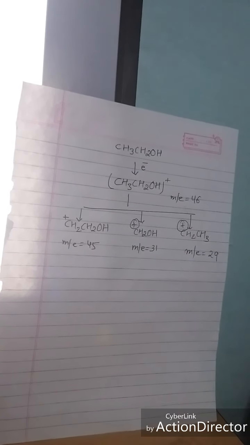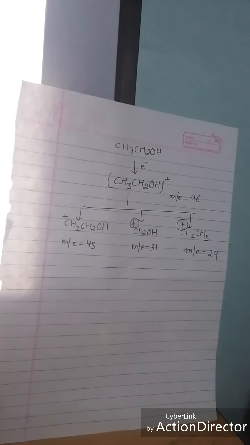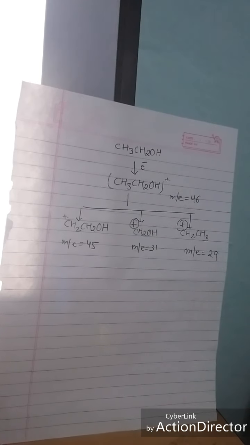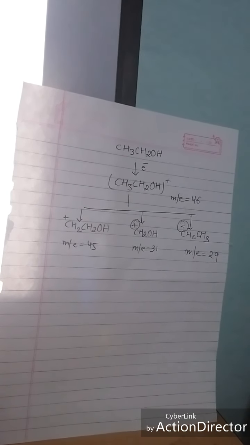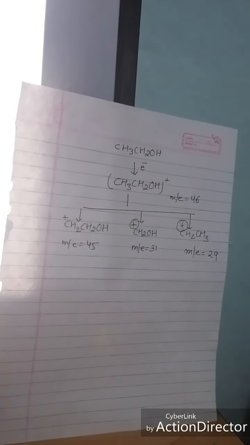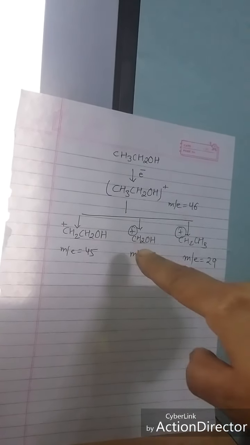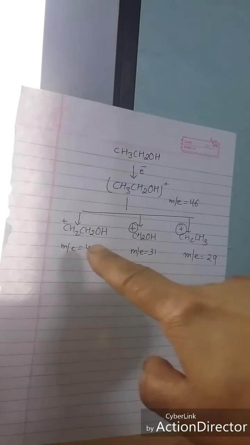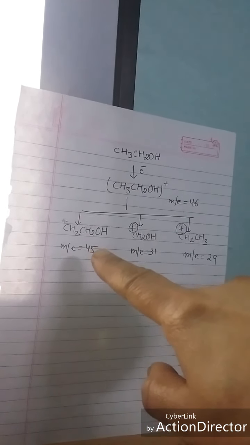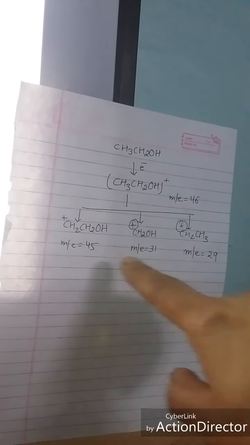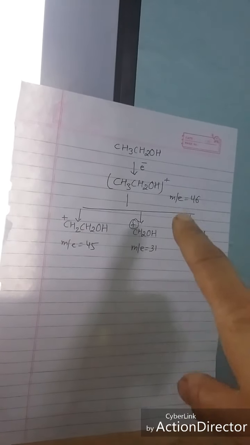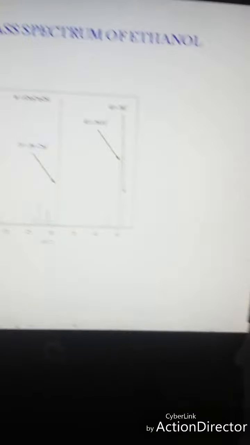Now let us see how this works. Let us take an example of ethanol. When ethanol is bombarded with high energy electrons, first you will get what is known as the ethanol molecular ion, which further fragments into the daughter ions. So these are the m/e values of different fragments. This will be shown in the mass spectrum of ethanol.